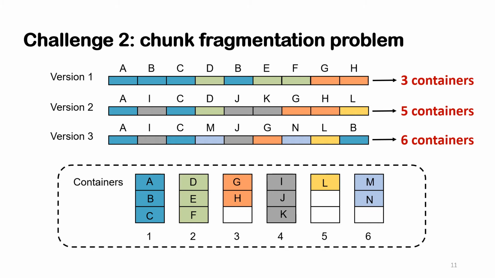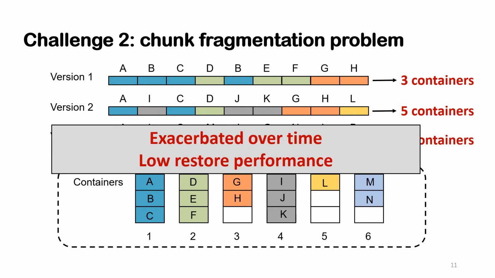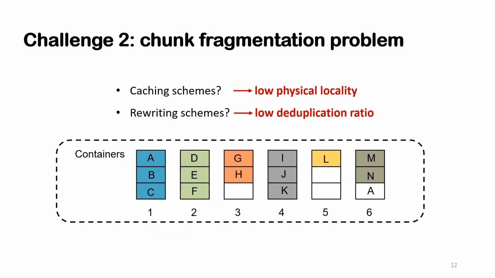Moreover, the chunk fragmentation issue is exacerbated over time, which leads to low restore performance. Existing schemes such as caching and rewriting either fail to achieve high physical locality or degrade the deduplication ratio, which are inefficient when there are more and more backup versions.